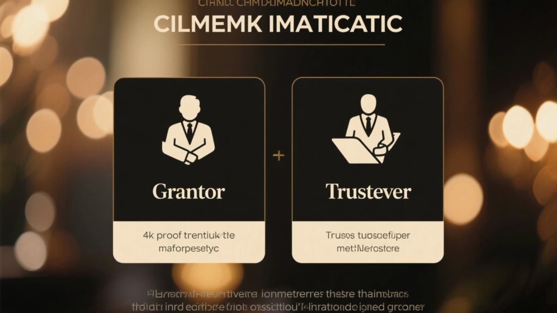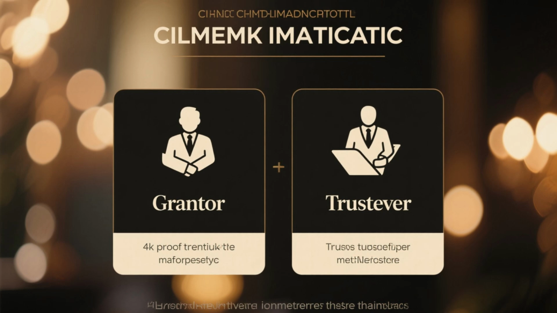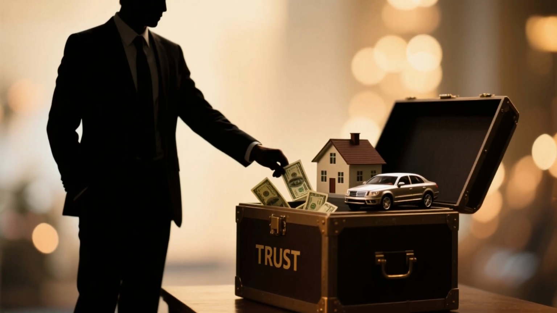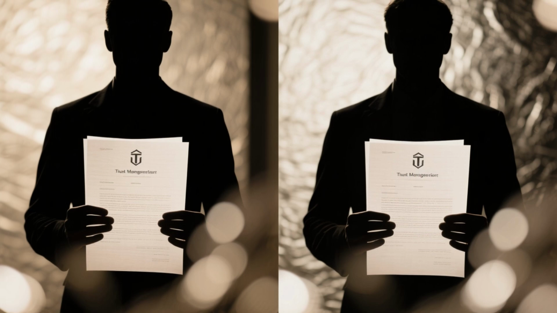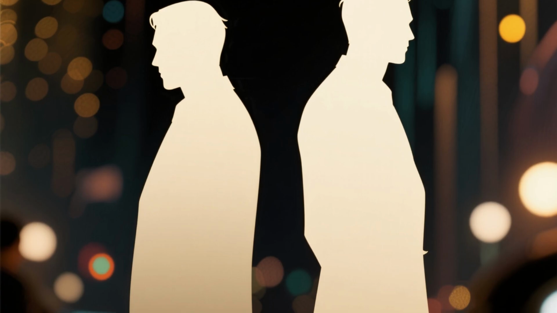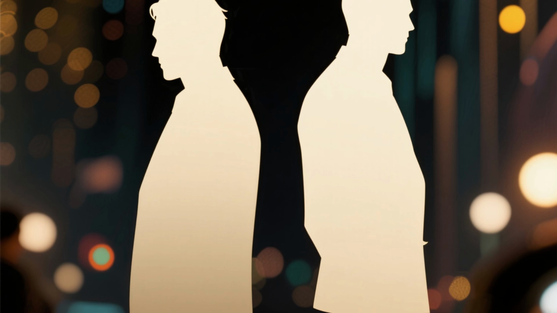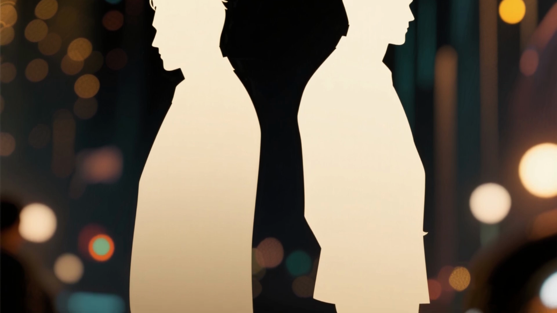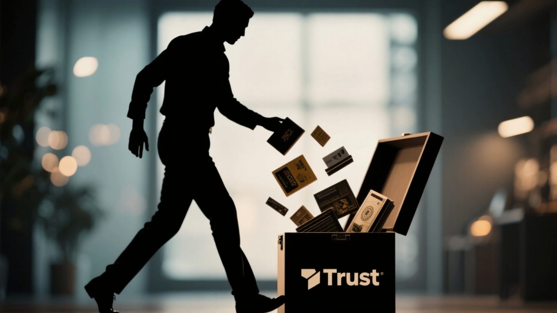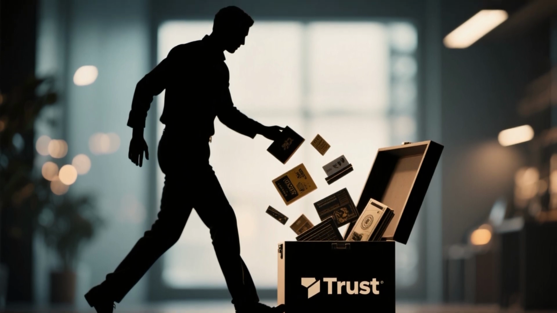Step 2 is to identify the key players, the grantor and the trustee. The grantor is you, the person creating the trust and putting assets into it. The trustee is the person or entity that manages the trust. The great news is, for a revocable living trust, you can be both the grantor and the trustee. This means you retain full control. You can buy, sell, and manage your assets just like you do now.